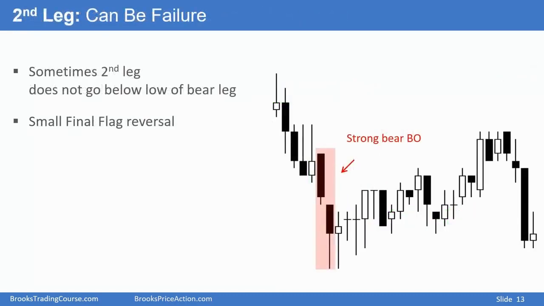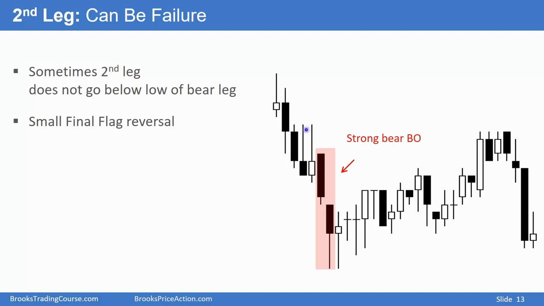Now, sometimes you can get a very strong second leg. Here we have an okay bear breakout. Any trend bar is a breakout. Any series of trend bars is a breakout. Bars closing near their lows, having decent sized bodies, increase the probability that the first pullback will be sold and you get a second leg down.